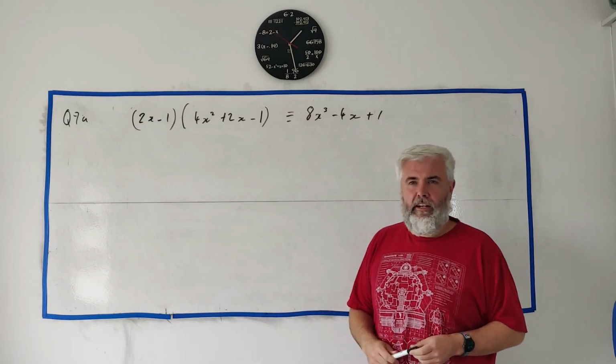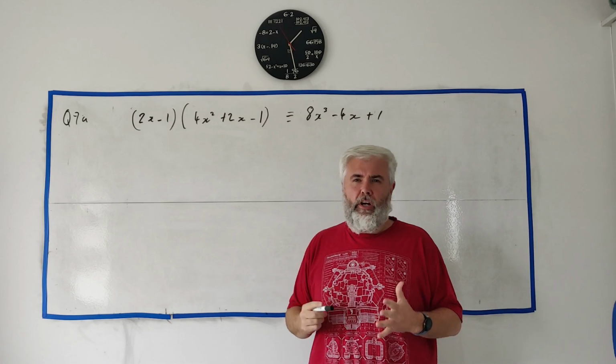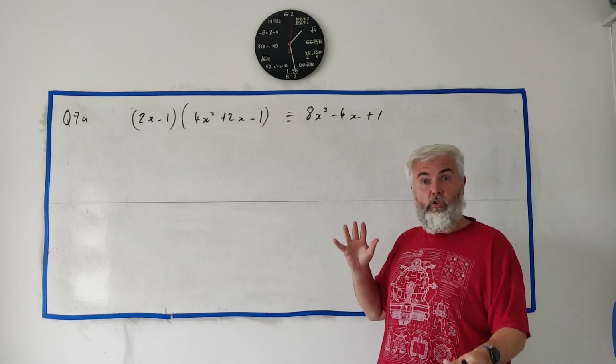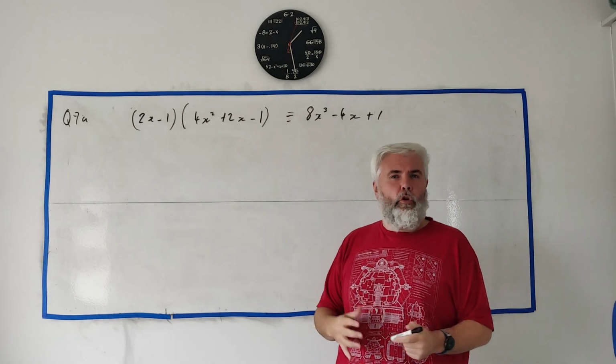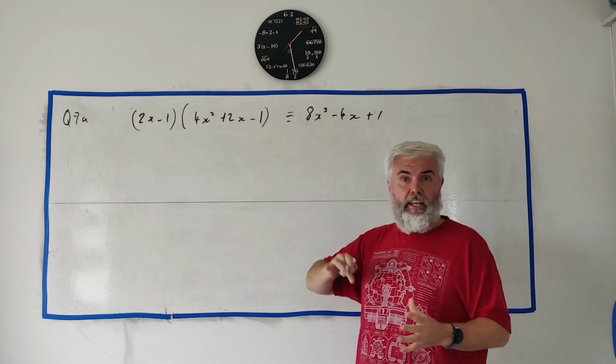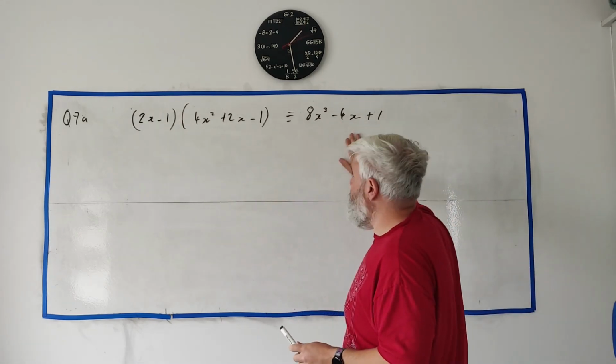Question 7 starts off with this very simple algebra question, and then they move on to a bit of trigonometry, and then finally they want us to combine the trigonometry with the algebra to solve a big trigonometric equation at the end. So starting off with the easy part, they just ask us to verify that this equals this.